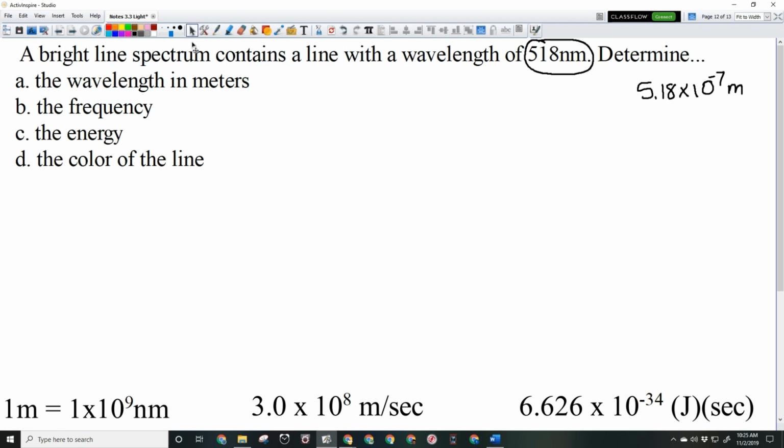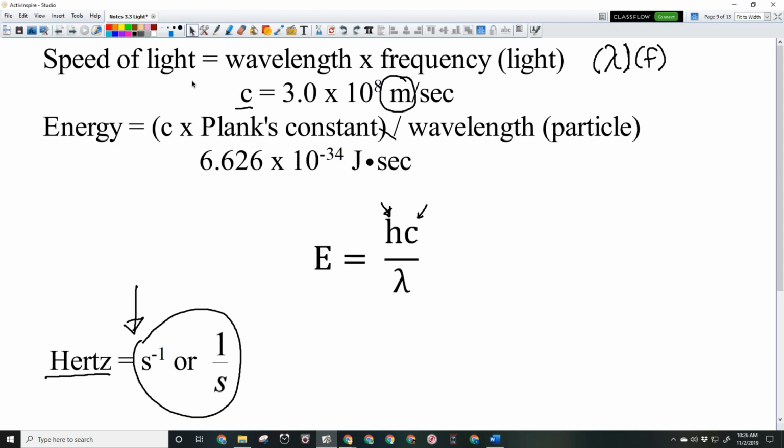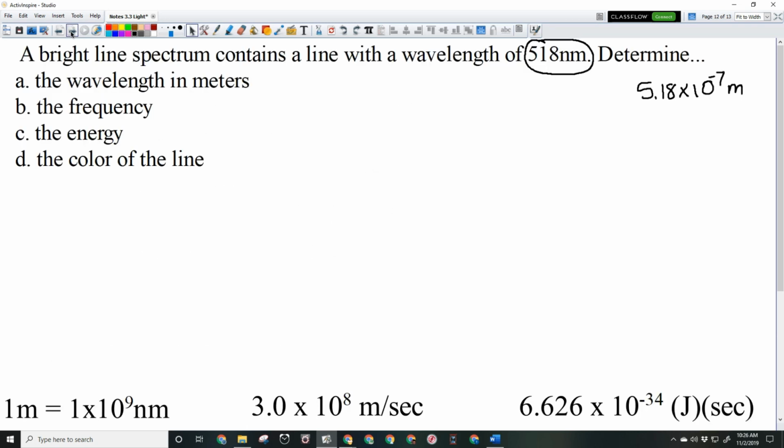The second question is to calculate the frequency. If I look back at both of my equations, I see that the speed of light is wavelength times frequency. And I see here energy is Planck's constant times the speed of light divided by wavelength. If I'm calculating frequency, I don't have energy. So I'm going to have to use the speed of light equation.